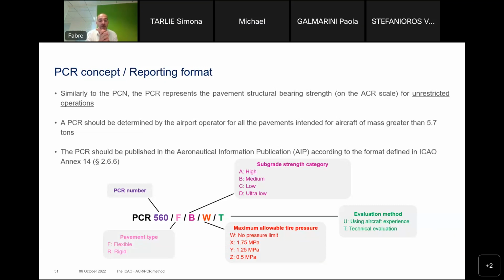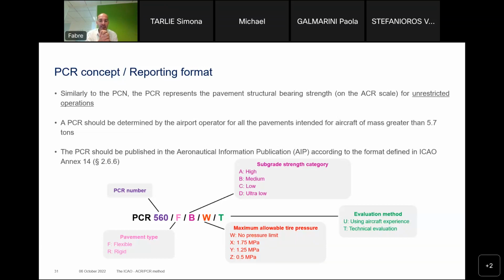So, by the way, the ACR-PCR system, if it is accurately implemented at an airport, will be a very powerful tool for optimizing aircraft weight admissibility and maximizing airfield pavement use, while reducing pavement maintenance costs and carbon footprints at the end. So that being said, let's start with the reporting format.